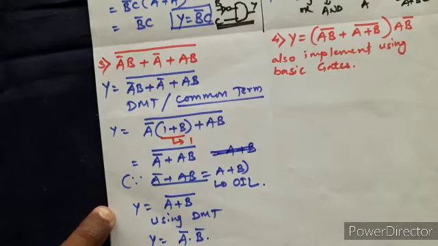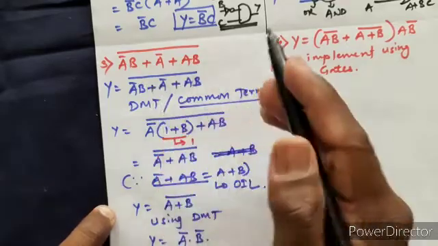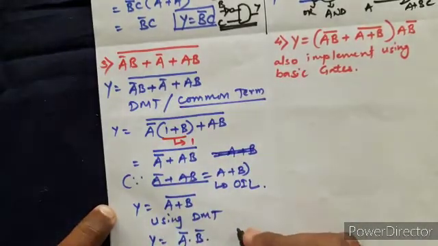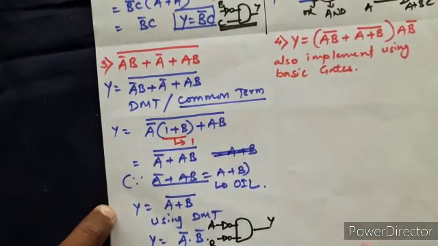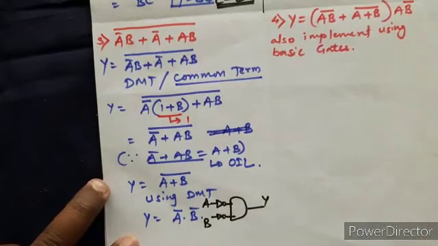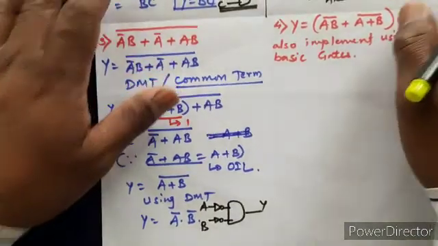Are you getting this? Okay, again if I am to implement, if the question is extended to reduce this equation and implement using gates, I can draw here. This is an AND gate, this is A bar, this is B bar, so this is A, B, and this is Y. Right? I hope this is clear for you.